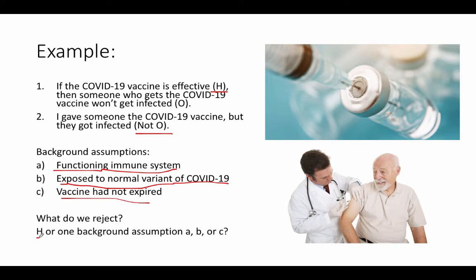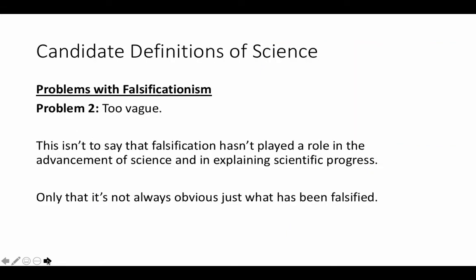Do you reject the hypothesis that the vaccine is effective, or do you reject one of these background assumptions? Maybe you gave it to someone who was compromised, or they were exposed to a mutant version of COVID-19, or maybe you gave them an expired vaccine dose. So again, it's not obvious what is falsified when you falsify something. What should be falsified when you test a hypothesis is not always obvious. Of course, this is not to say that falsificationism has not played an important role in the advancement of science and in explaining scientific progress. It's just, again, not always obvious what is falsified when a prediction turns out to be false.